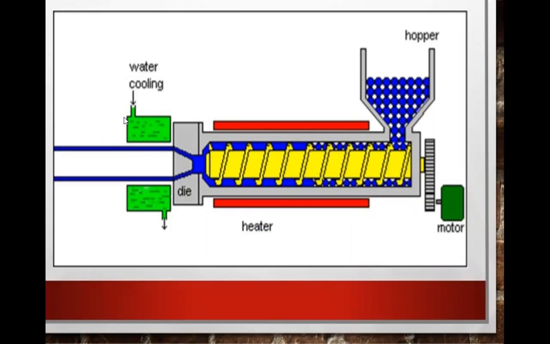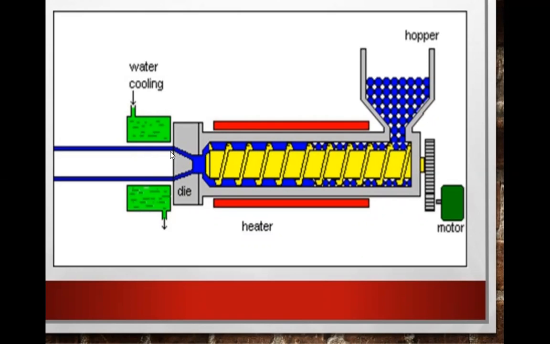So this is another diagram. In this, from this hopper, the plastic material is passed, and by using the motor, hydraulic pressure is applied so that the granules are passed into this heater. As soon as the granules pass into the heater, as the temperature is maintained in the heater, the solid plastic granules are converted into liquid form.